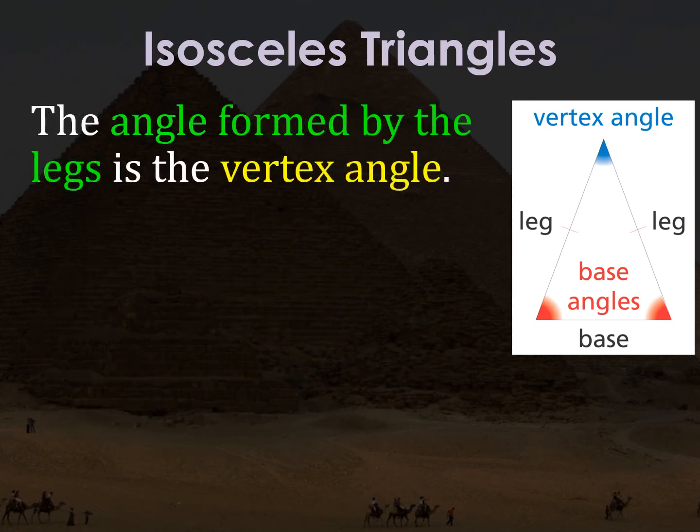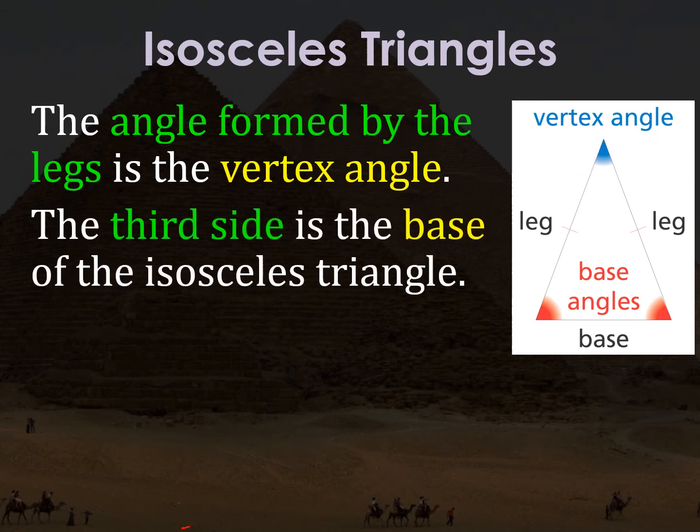Now the angle formed by the legs is called the vertex angle. Normally when you see an isosceles triangle, they're drawn in such a way that the two legs are side by side and the vertex angle is at the top. So that is the vertex angle. The third side of the isosceles triangle is called the base. So this down here is called the base of an isosceles triangle.